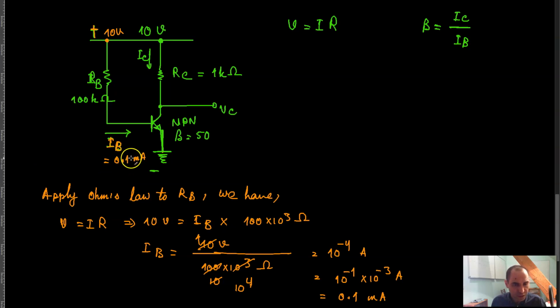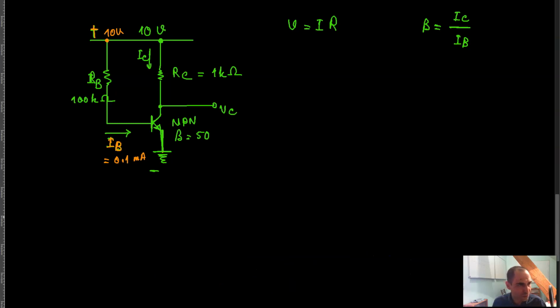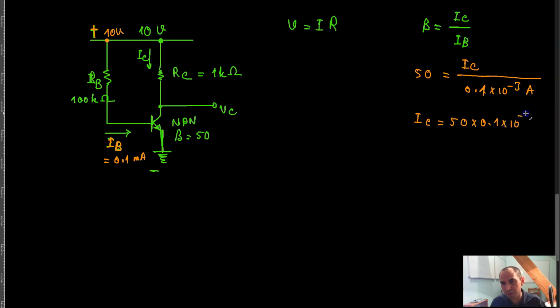So now I know that the current going through the base is 1/10 of a milliamp, right? So what I can do is use this relationship here and write beta, which is equal to 50, is equal to I of C over I of B, which is equal to 0.1 milliamp, which is 0.1 times 10 raised to the power negative 3 amp, which means that I of C is equal to 50 times 0.1 times 10 raised to the power negative 3 amp.